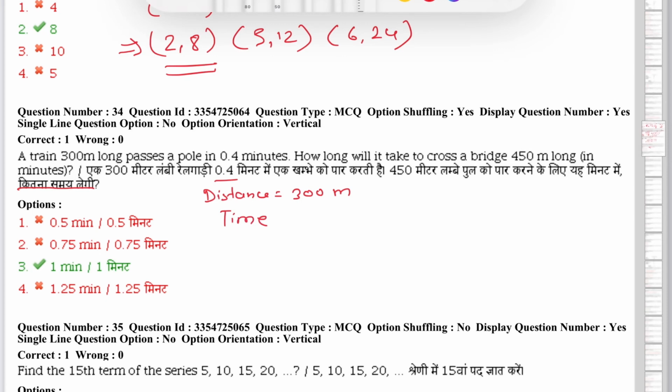Now we have to convert 0.4 minute into seconds. So what is 0.4? 0.4 is 4 upon 10. And 10 is equal to 60 seconds, so 1 will become 6. So 4 multiplied by 6 is 24. So time will come as 24 seconds. I hope you understood. I'll show it again.